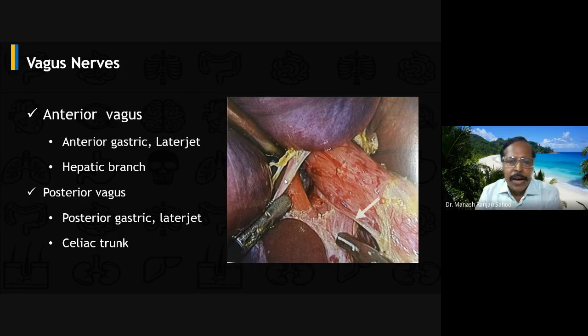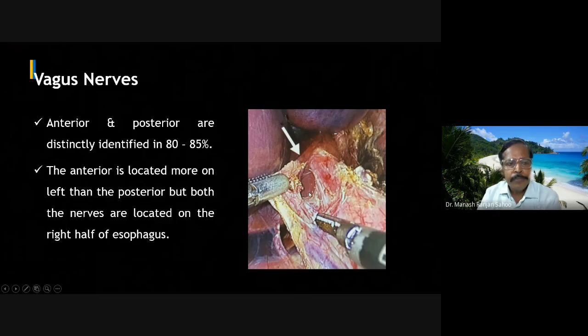So we have 2 vagi. The anterior vagus is the one which is present a little on the right half of the esophagus, but on the anterior side. And the posterior vagus comes into view very easily once we go into this cruroesophageal plane, this avascular plane. Anterior and posterior vagi are distinctly identified in 80 to 85% of patients. The anterior is located more on the left than the posterior, but both the nerves are located on the right half of the esophagus, and left is anterior, right is posterior.